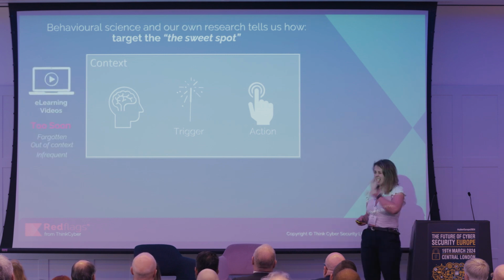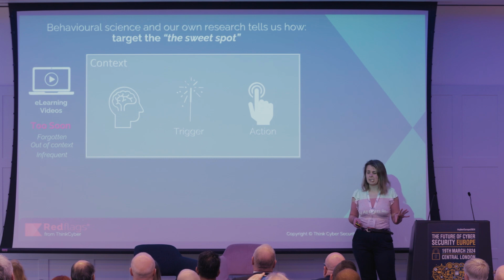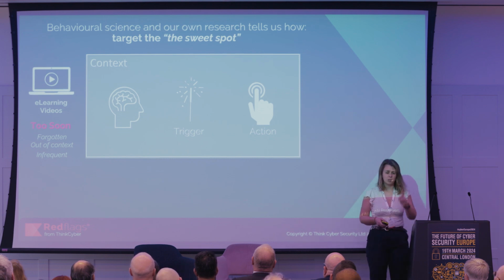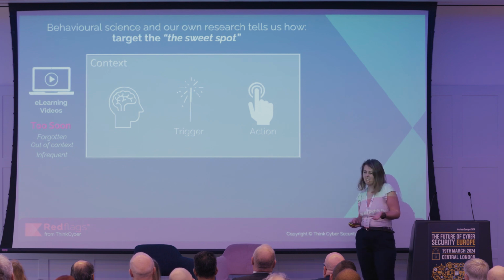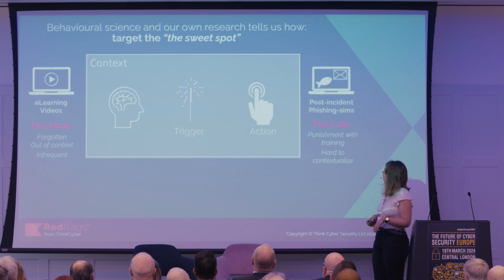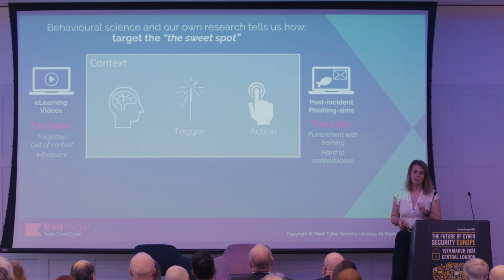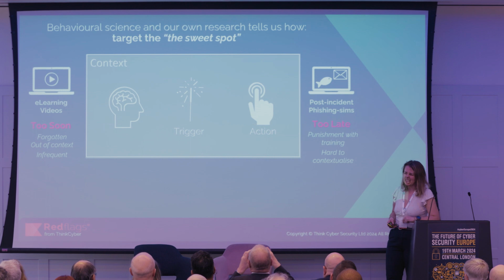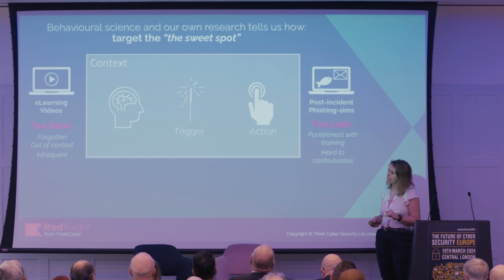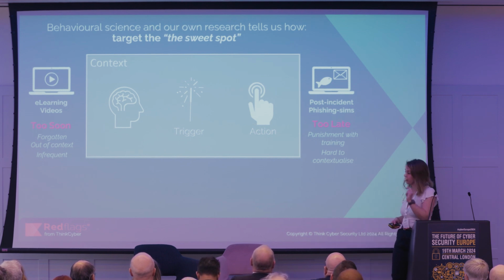What you can get is the e-learning videos, your traditional training styles. Too soon. You do it once a year. After 20 minutes or so, you've forgotten most of it. That's not going to help you when you get a phishing email. Or it's too late. I think as Javid said, we punish people with training 2 weeks after the fact. We send them an email and say, you clicked on a link in an email that you probably can't remember 2 weeks ago. You're going to have to do more training and just learn your lesson.